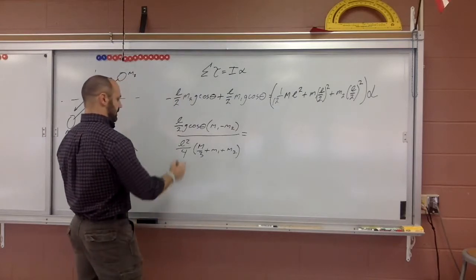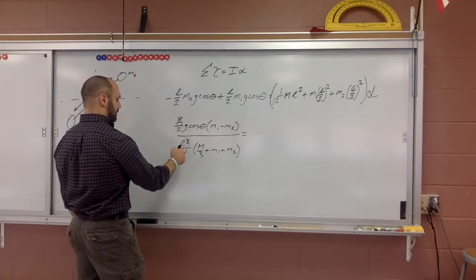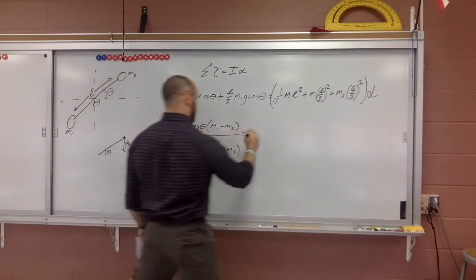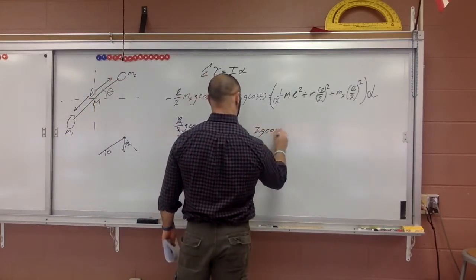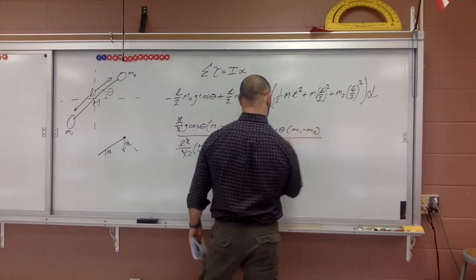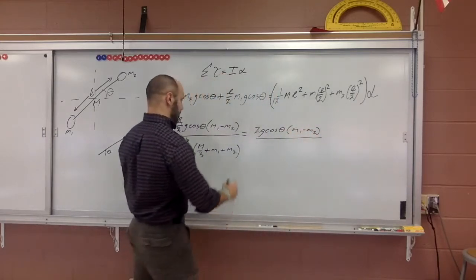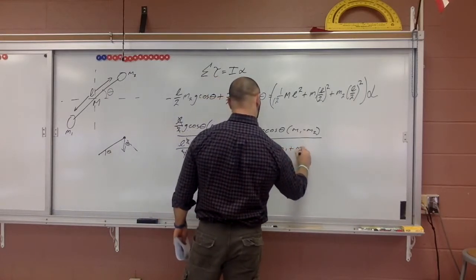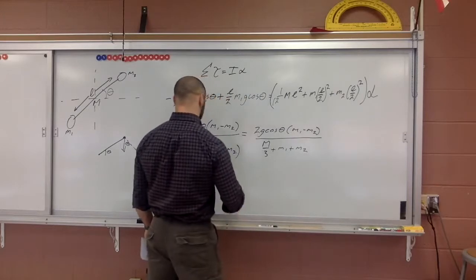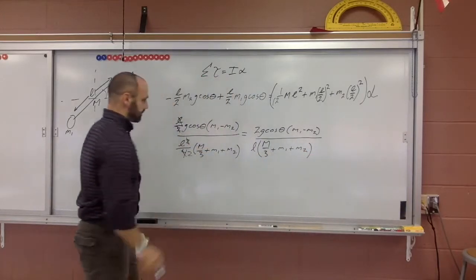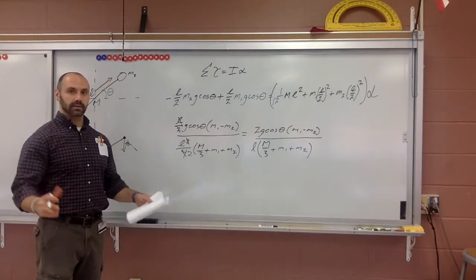Let's factor some things out. So this goes out with that. 4, and I'll be left with a 2 down here, but that can go up to the top. So this will be 2g cosine theta, m1 minus m2, over m over 3 plus m1 plus m2 times that value. And that's it.